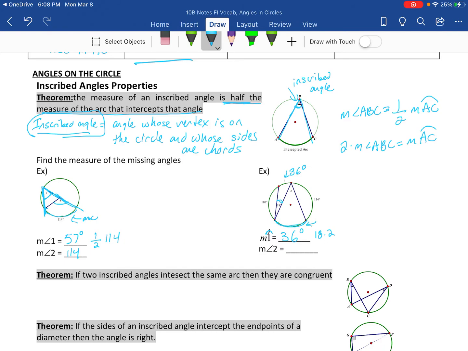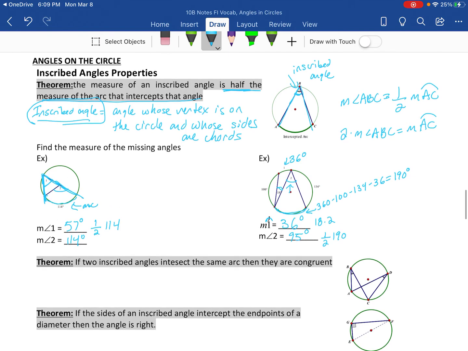Once I know what this arc is right here, I can find the measure of this angle here. So what I'm going to do is 360 minus 100 minus 134 minus 36, which is equal to 190 degrees. And so the measure of angle 2 is going to be 1/2 of 190, which is 95 degrees. And don't forget your degree symbol like I've been forgetting.